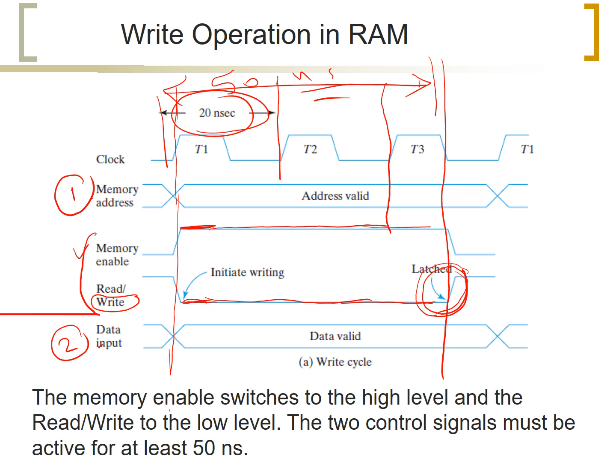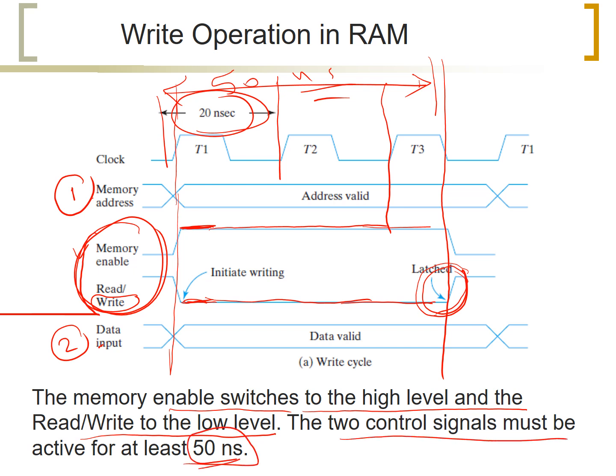So the memory enable switches to the high level and the read/write to the low level. This is the step to enable the memory, and the two control signals must be active for at least 50 nanoseconds, which is 2.5 clock cycles. And of course, the address must remain valid all this time, and the data must remain valid all this time in order to be able to write into the memory.